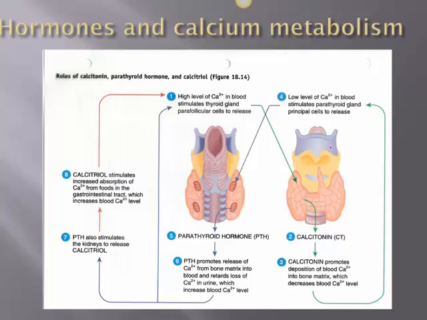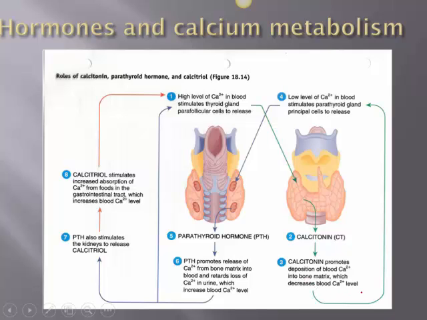So let's look at these two hormones together, calcitonin and parathormone. If there's a high level of calcium in the blood, it will stimulate the parafollicular cells of the thyroid gland, which will release calcitonin. This promotes deposition of that calcium into bone matrix, which decreases serum calcium or blood calcium. When we use the word serum calcium, it's the same as blood, because serum is nothing but plasma from which some proteins have been removed.